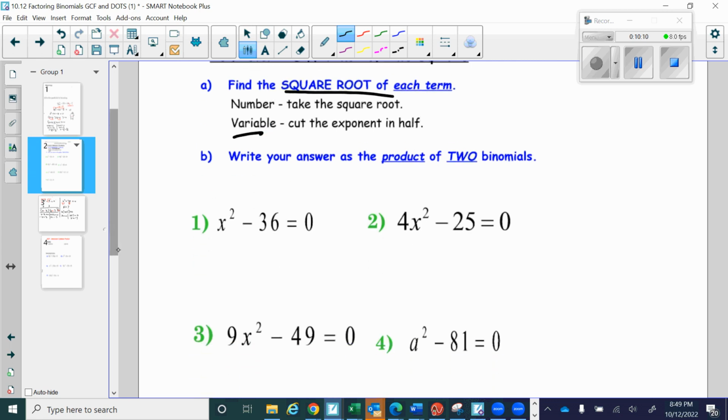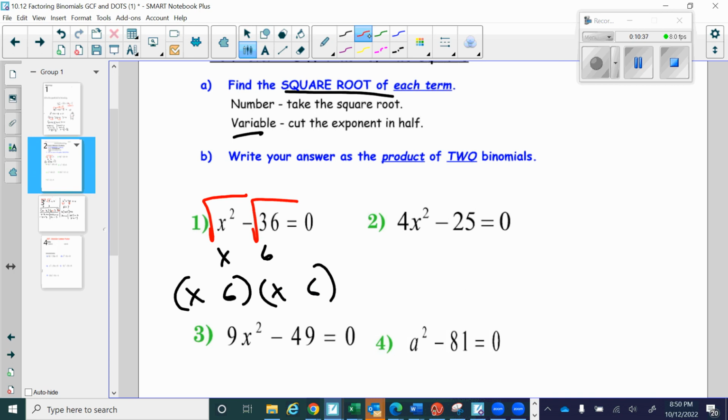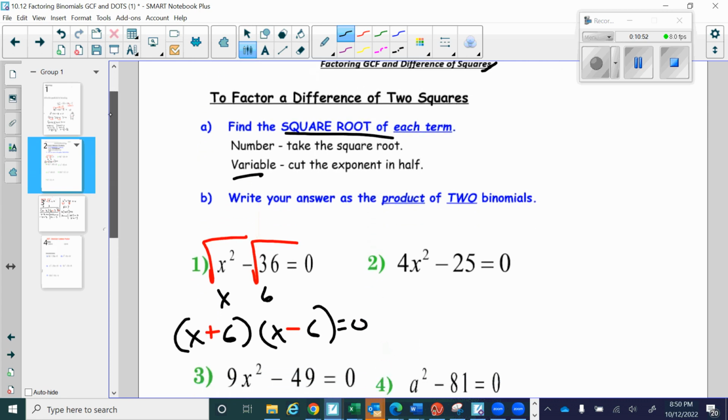All right, and so my factors are just going to be x and 6, x and 6. One gets a plus sign, one gets a minus sign, and that is equal to 0. So those are the factors. Okay, let me make sure it says find the factors. So we're not solving for x. If they ask you to find the solution, then you set each factor to 0. But all it asks for is to find the factors as the product of two binomials. All right. So there you go.